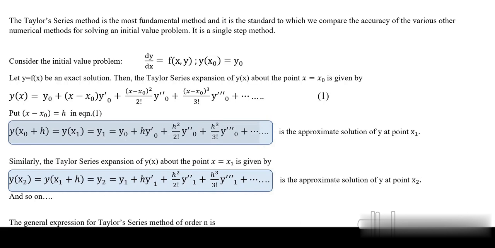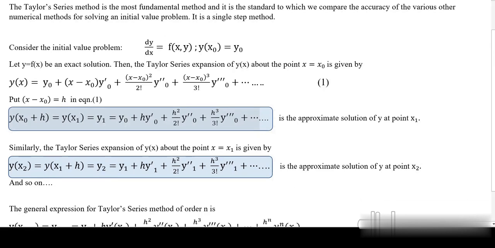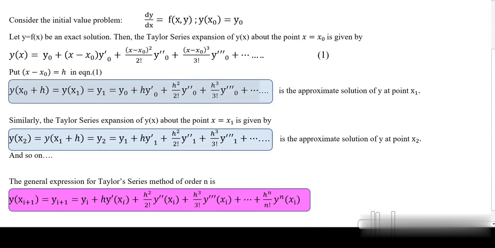On a similar basis, if we want to calculate the approximate solution of y at the point x2, then we could have it as y at x1 plus h, which is equal to y1 plus h times y1 dash plus h square by 2 factorial y1 double dash, and so on. So we can generalize this and we can have a general expression for the Taylor series method of order n. So this is the formula for order n.